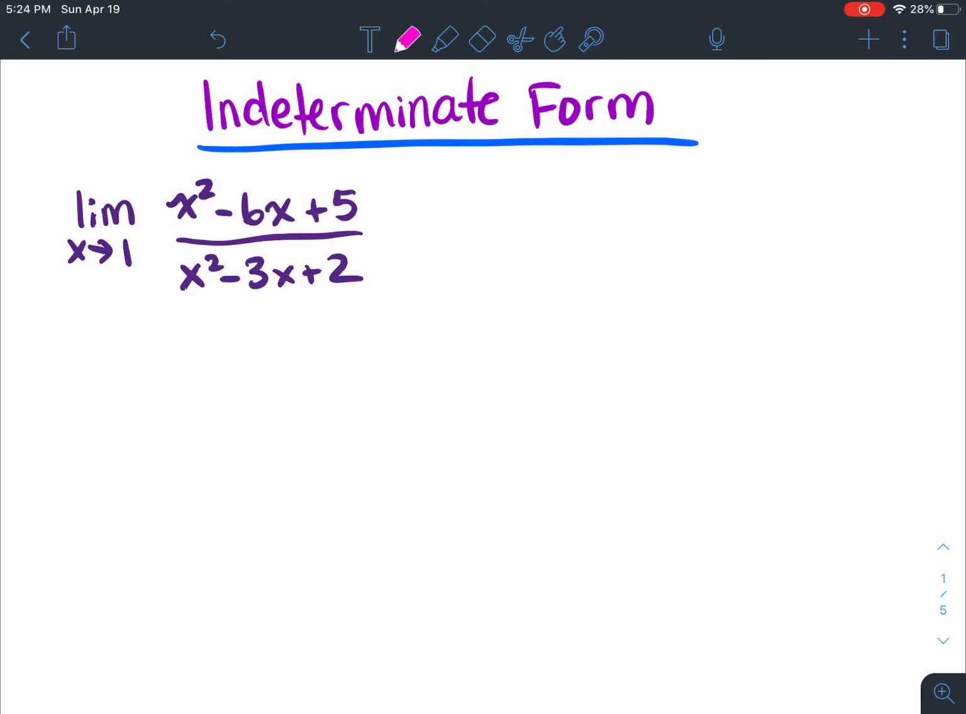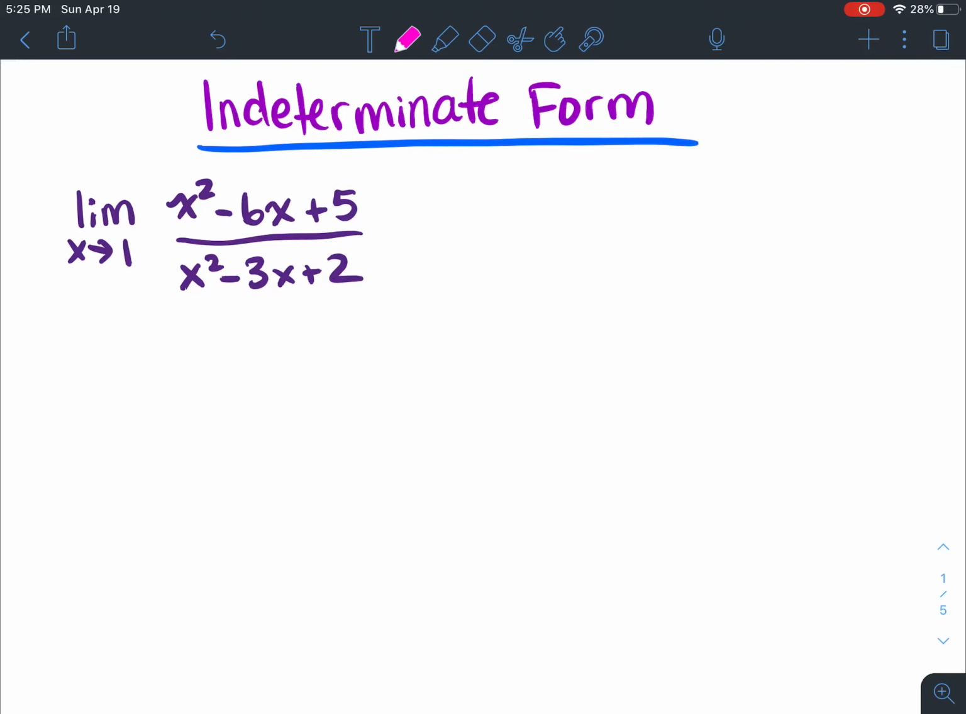But technically, in order for a limit to exist, it doesn't have to be defined at x equals a. So at x equals 1, it doesn't have to be defined, but it could still have a limit, as long as the limit's the same as it approaches from the left and the right. So one way of addressing this is to factor this equation. So this function is said to have removable discontinuity.